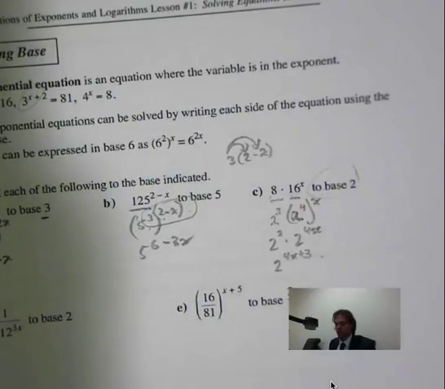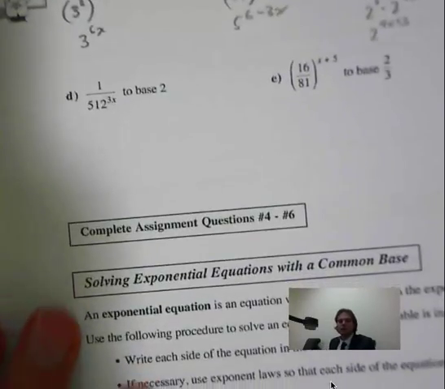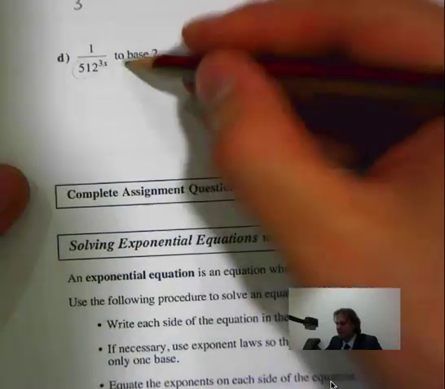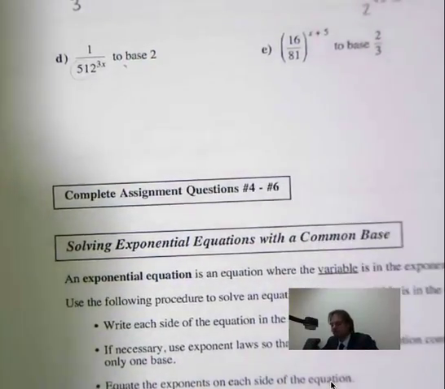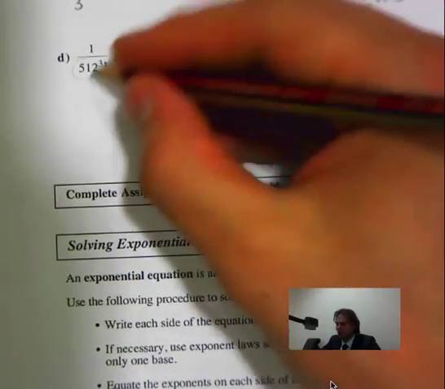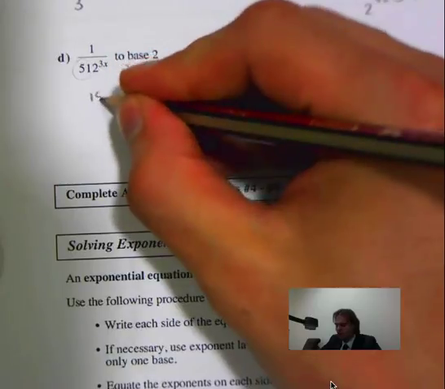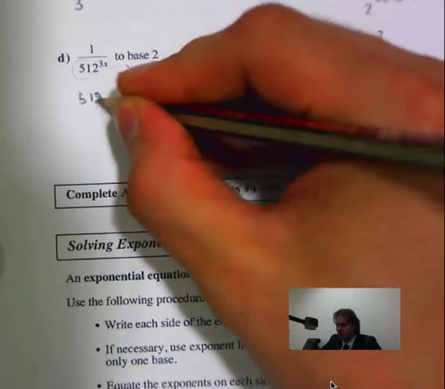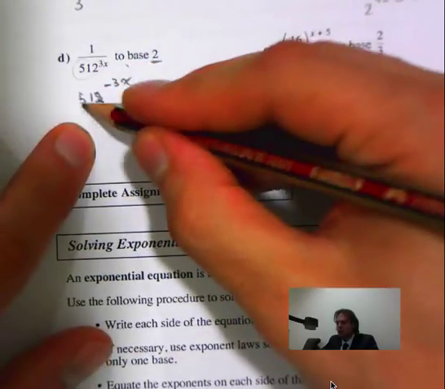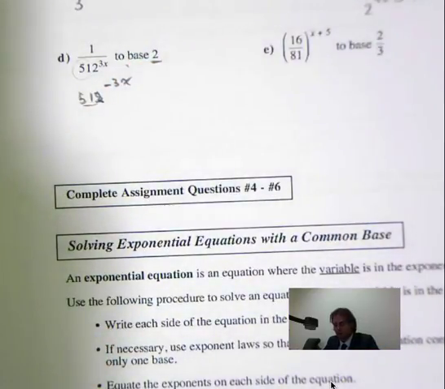So we did both of those in base 2. This next one, we want 1 over 512, and it wants this in base 2. So first of all, this isn't a fraction. We want it in base 2. So I'm going to go 512 to the negative 3x. Why? Because now we can put it into proper base 2. It's no longer in a fraction.